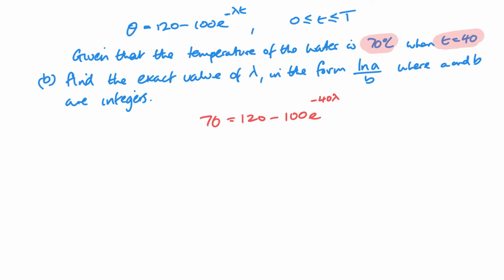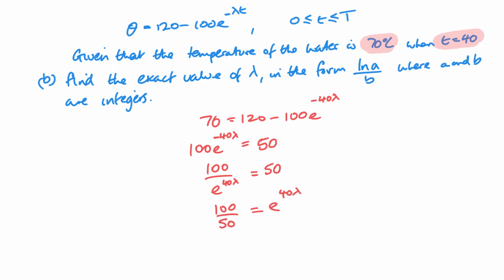So let's rearrange. 100e^(-40λ) = 50. I will probably personally think of it in this way first, so that you can see what I'm doing. So I'm going to divide by the 50 there, and I'm also going to multiply by this one. So we've got e^(40λ) = 2.